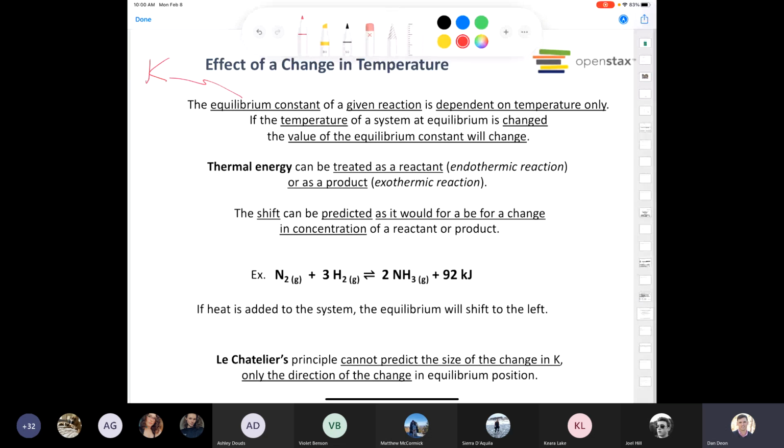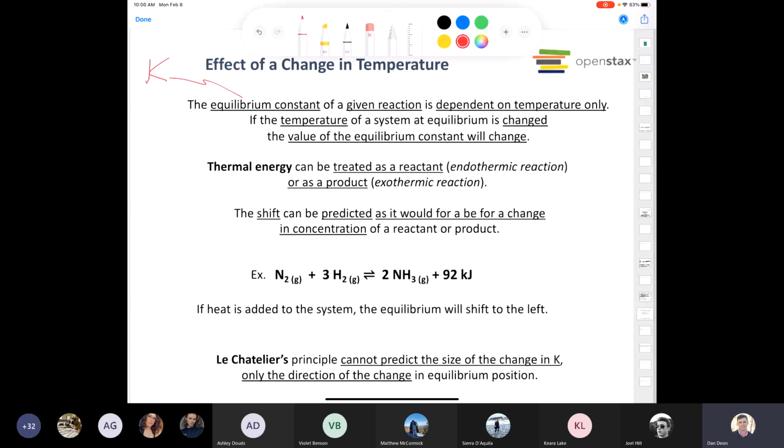So if you think about that, and again, we looked at that in General Chemistry 1, you can view the heat as a reactant or a product. Think about it. In an exothermic reaction, you're releasing heat, so heat's a product. In an endothermic reaction, you're putting heat in, so heat is a reactant.